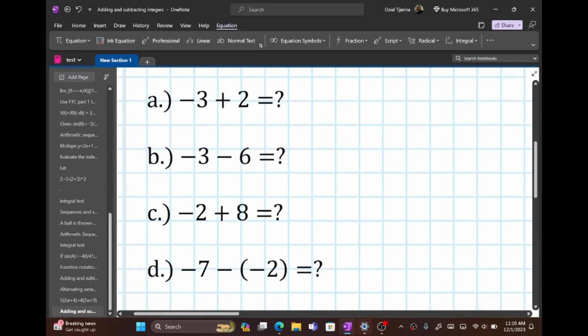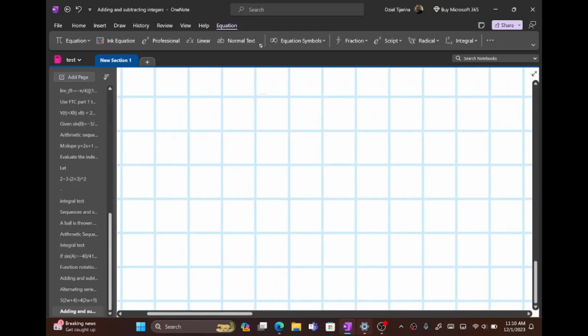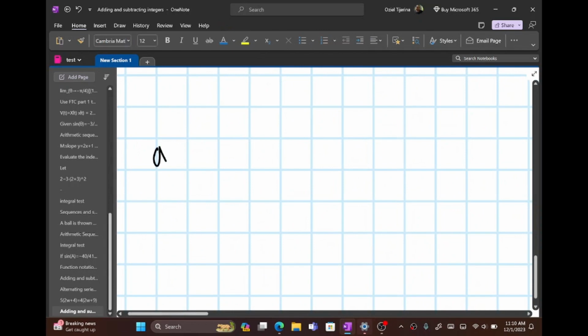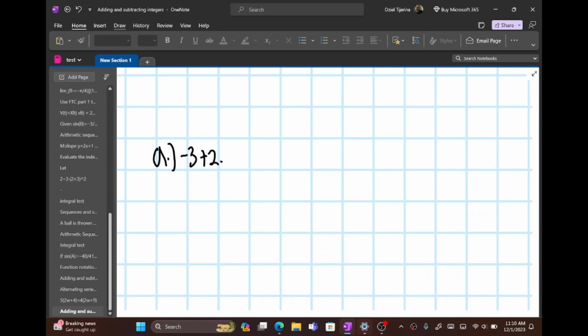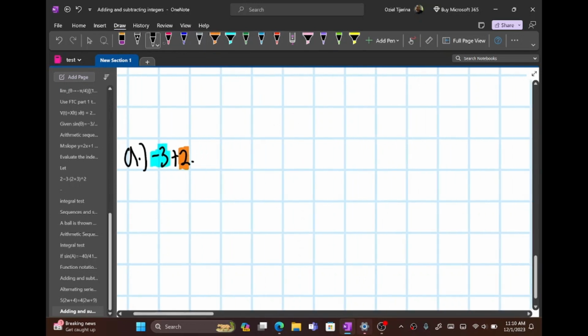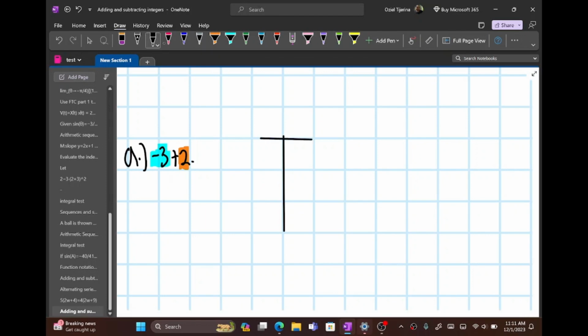So let's look at part A. We have negative 3 plus 2. Now, you want to look at your signs. So we have a negative 3, and then we also have a 2. I'm going to do a T-chart, okay? This is going to have positives and negatives.